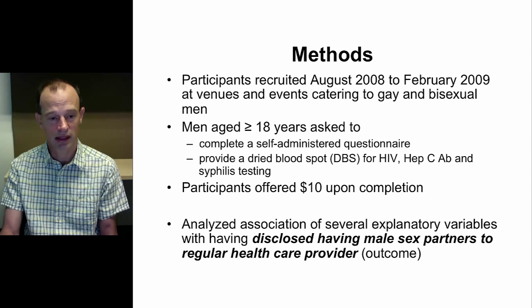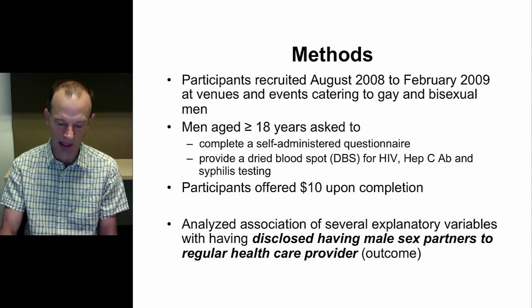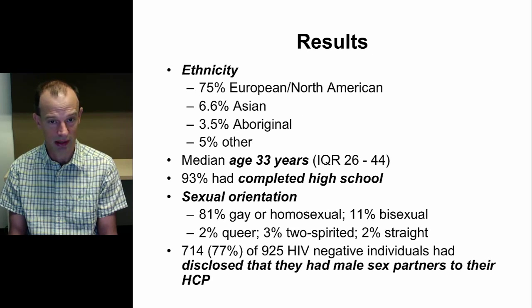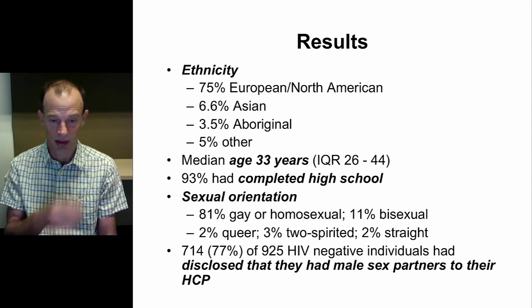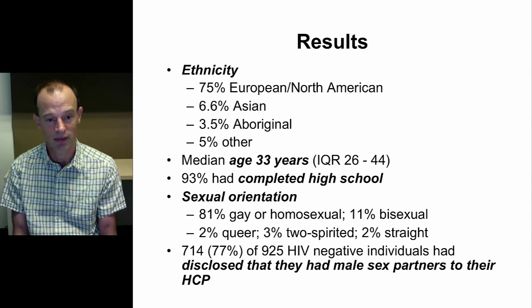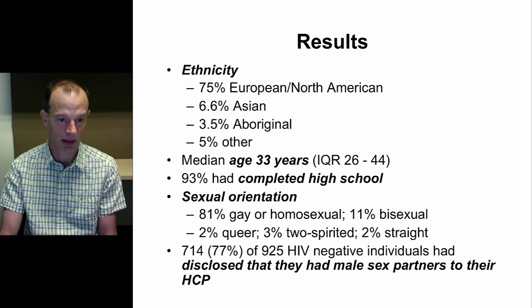In this analysis, we wanted to analyze the association of several explanatory variables with having disclosed that the participants have male sex partners to their regular healthcare provider. So that was the outcome of the study here. This shows you the general ethnicity of study participants. The median age was 33 years. The vast majority had completed high school, and about 81% self-identified as gay or homosexual, and 11% bisexual, with smaller minorities identifying as other sexual orientations.